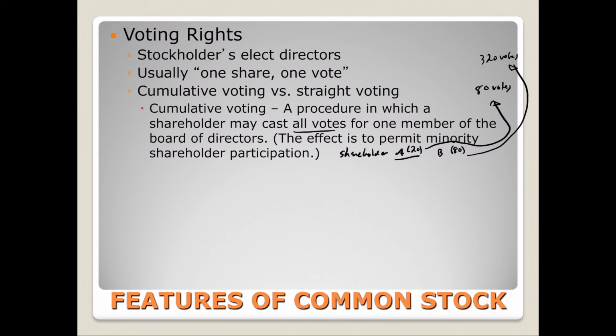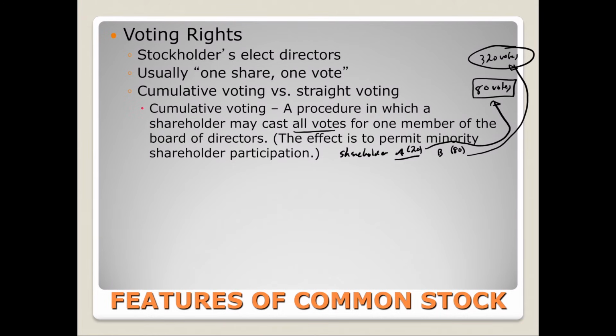So there's no way that shareholder B could distribute their 320 votes so that all 4 directors would have more than 80. 320 divided by 4 would give you 80. Shareholder A has a total of 80 votes, so if he put all of his votes towards himself, he's essentially guaranteeing himself a spot. So what cumulative voting does is it allows minority shareholder participation.